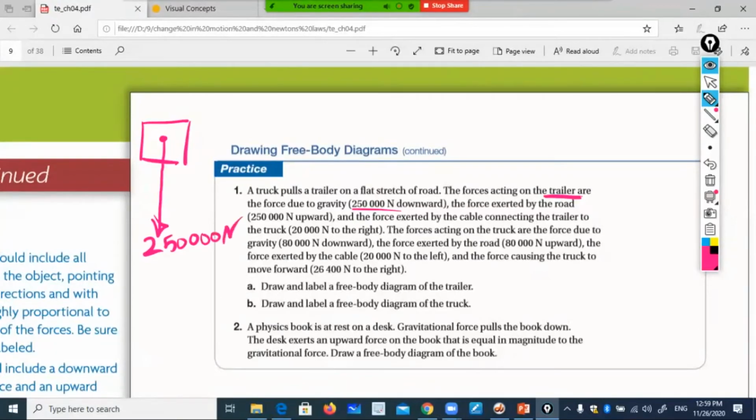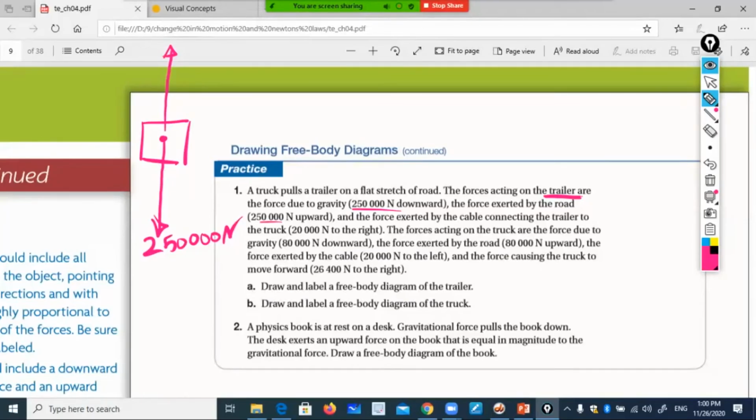250,000 newton down. And the force exerted by the road, it means the normal force upward, it will become 250,000 up. Can you see that, guys? Here we have some notes. Most of the time the normal force will be the same as the gravitational force if we do not have another force at an angle. This is just a simple note. We will talk about that more in Newton's laws.